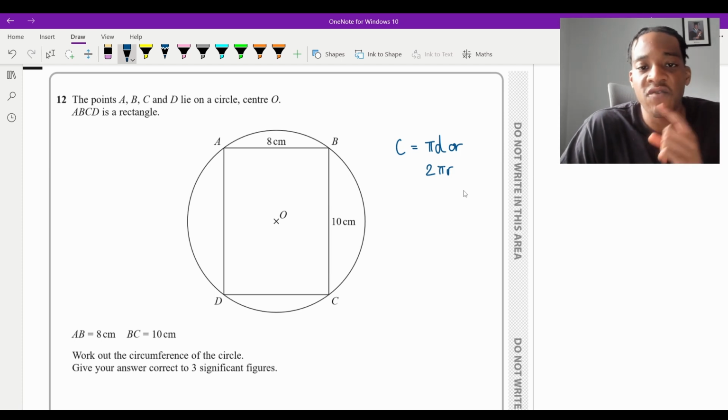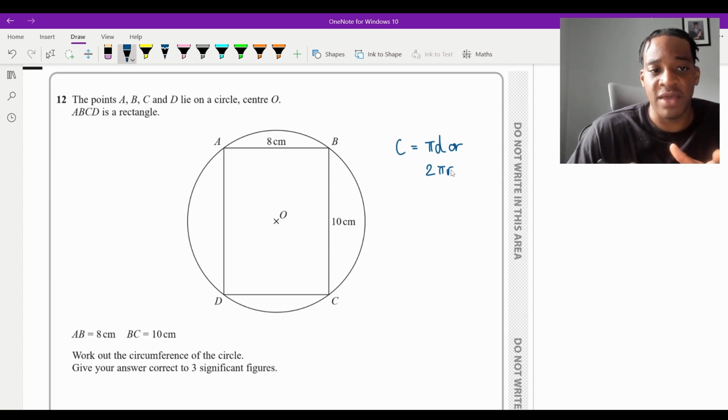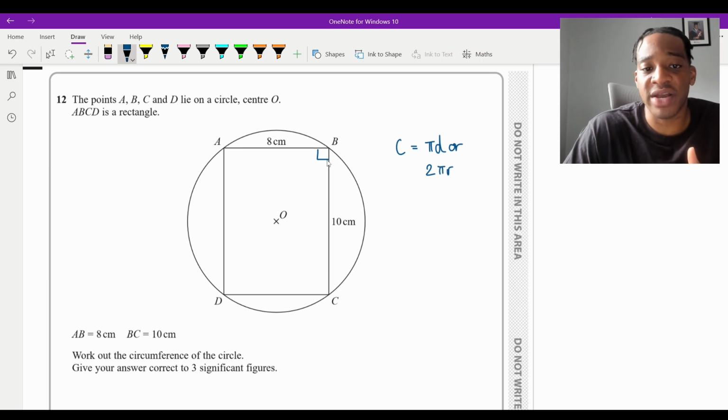So for us to be able to answer this question, we see that based on the formulas, we need the diameter, right? Or the radius, and then times it by 2. So we need either one of those. Now, how do we go about doing this? Now, for me, firstly, when I see this question, they've told me that ABCD is a rectangle, right? Meaning that this angle here is 90 degrees because it's just the corner of the rectangle.